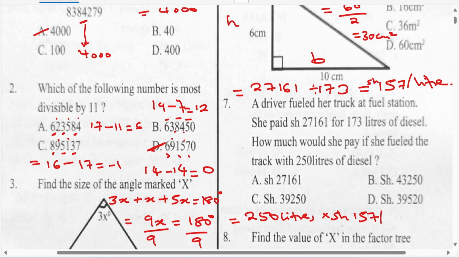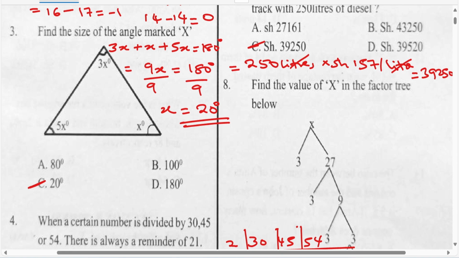Okay, per liter. So the liter will get removed. So if you take 250 times 157, how much does it give you? It gives you 39,250. Yeah? So which is this as your answer? 39,250. So, okay, let's go to the other question.